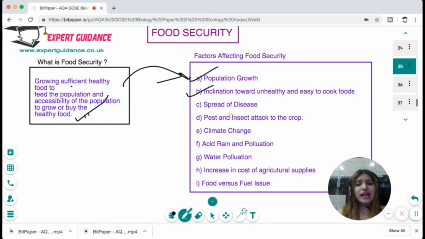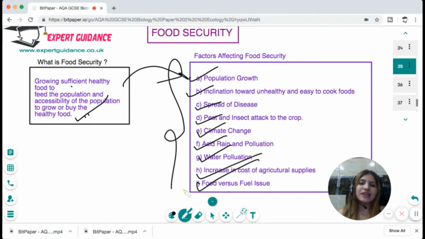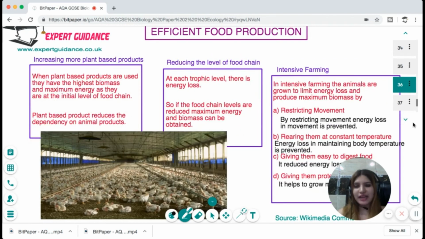Inclination towards unhealthy and easy to cook food, junk food, spread of diseases, pest and insect attack on the crop, climate change, acid rain and pollution, water pollution, increase in cost of agriculture supply, and food versus fuel. These are all the factors that are affecting food security, and you should know and elaborate all these factors.